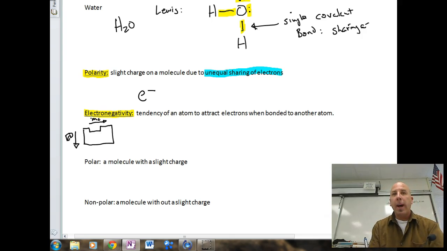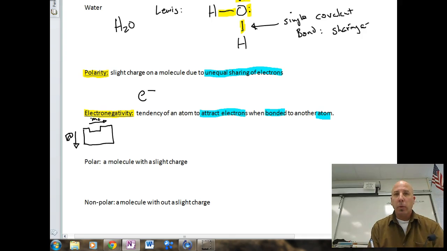Electronegativity is the tendency of an atom to attract electrons, so it's going to pull electrons towards it when it's bonded to a different atom. Not all atoms will share those electrons equally. They'll pull on the electrons, kind of a little tug of war of electrons, and whoever's the most electronegative will pull the electrons towards it.